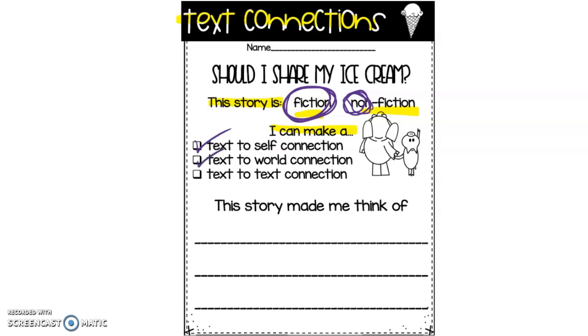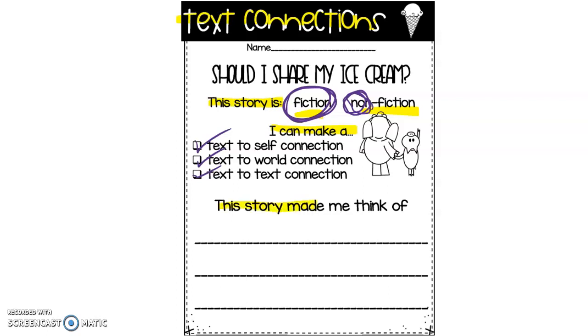Then we have text to world connection. This is anything that's happened in the world, anything you hear from your families, anything you've experienced at school or heard about. That's a text to world connection. Then we have text to text connection. If this story reminded you of another story, that would be a text to text connection.